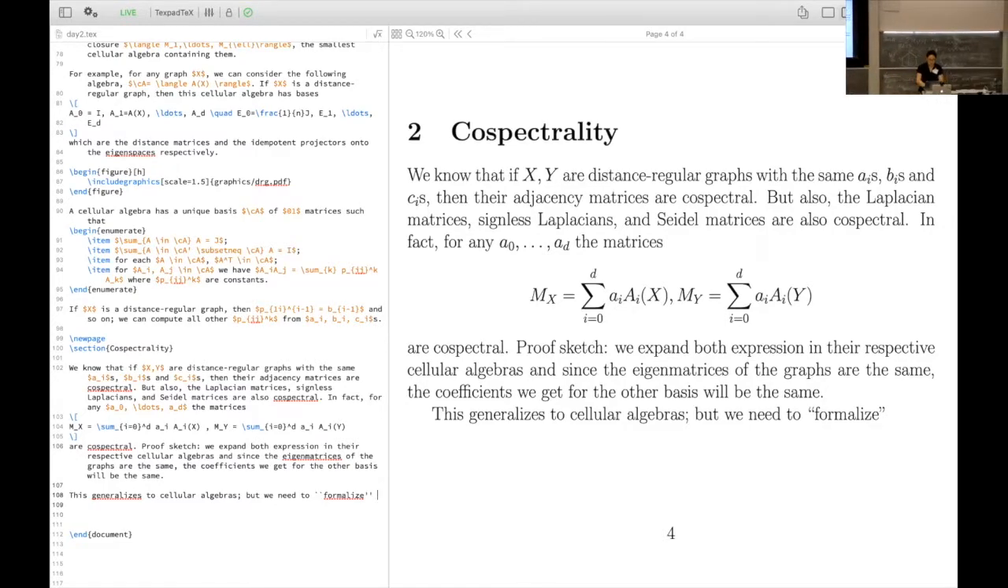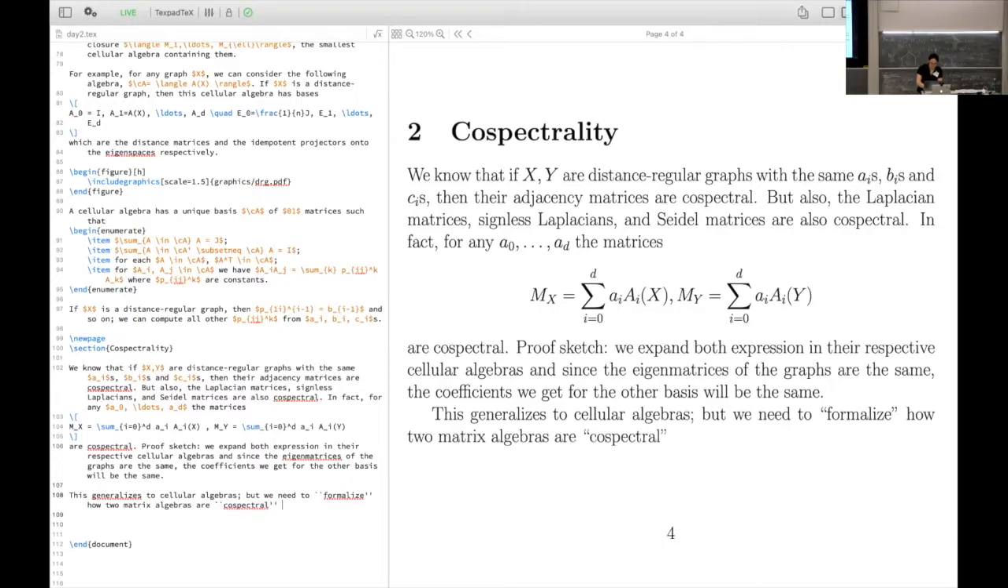So how do matrix algebras become cospectral, as Bill has said? Yeah, so the matrices will be cospectral, but for the matrix algebras the term will be weakly isomorphic. So we are not going to use the word cospectral for them. Okay, so this will be weakly isomorphic.